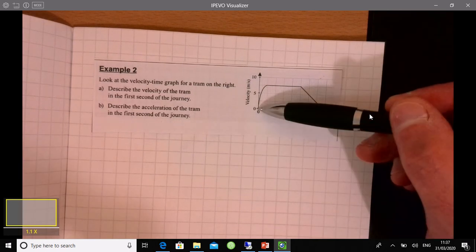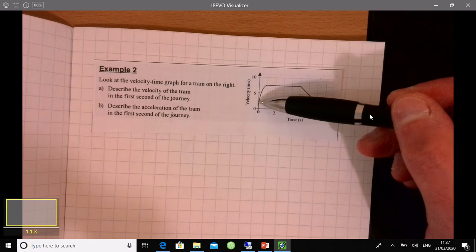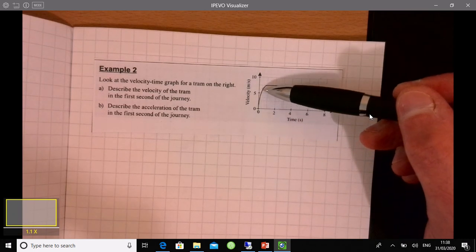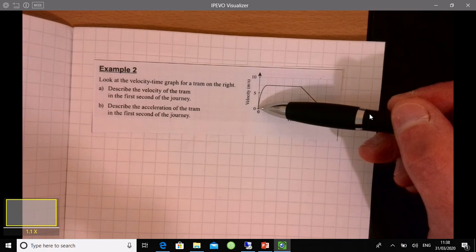We start off really quick, the acceleration. Okay, so the acceleration is really quick, and then the acceleration slows. Doesn't mean the tram's slowing, it means the acceleration is slowing. Right? It's important to think of the difference between acceleration and velocity.